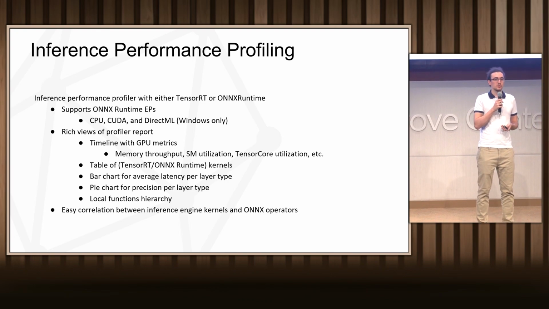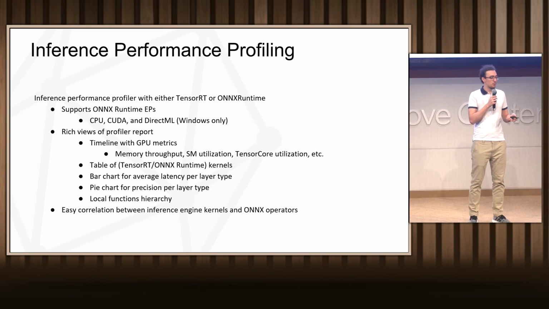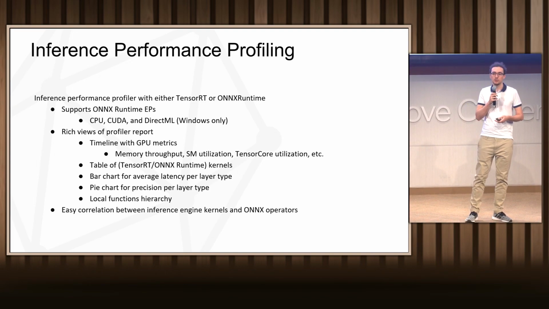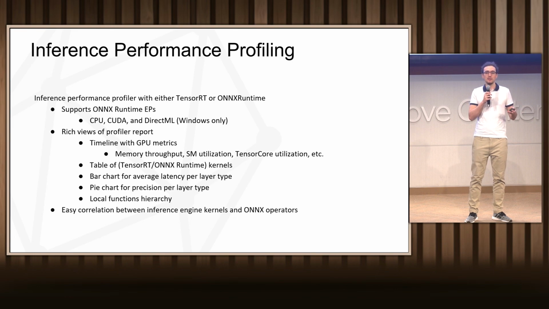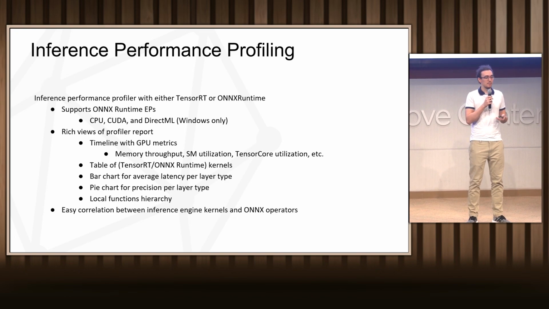If you're profiling with TensorRT, you also get additional GPU metrics, like memory throughput, SM utilization, and tensor core utilization. That's also displayed in the timeline. So that's another piece of information to identify potential kernels that are underutilizing your GPU, and that might give you an indication of what change you need to make.